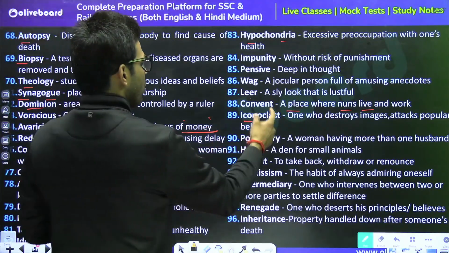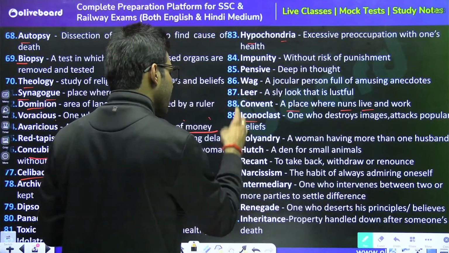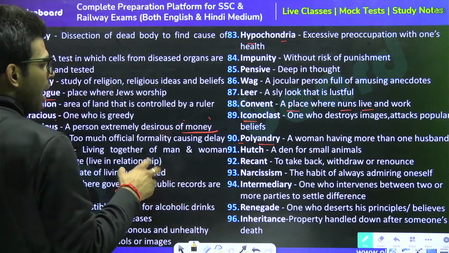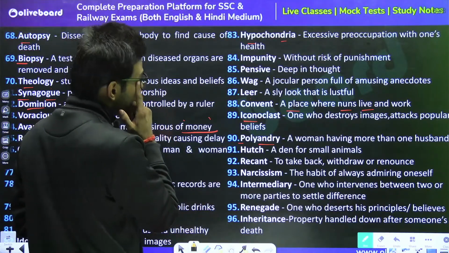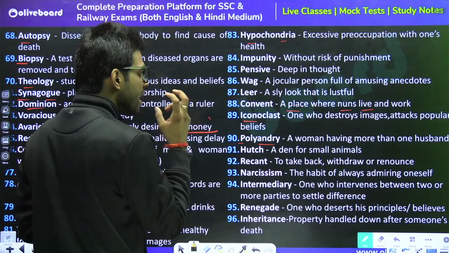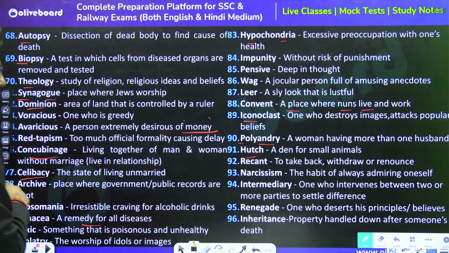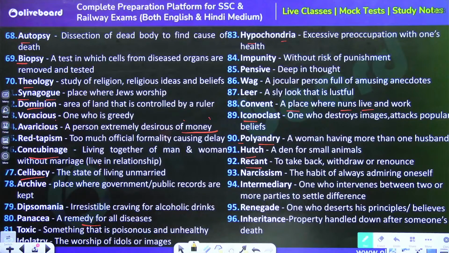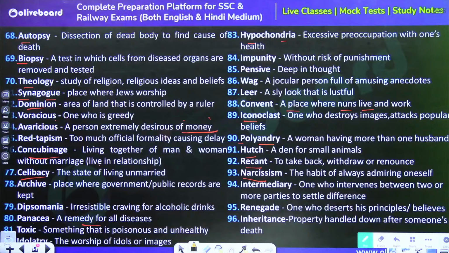Read this: iconoclast, the one who destroys icons, idols, images, beliefs. Polyandry: poly, multiple, andros, male, having more than one husband. Polygyny is having multiple wives, and polygamy is having multiple marriages. Hutch, a small den for small animals, just like for a dog we have a hutch. In Tom and Jerry you have witnessed. Recant is to take back, withdraw, renounce. Narcissism, the habit of loving oneself, admiring oneself, praising oneself.